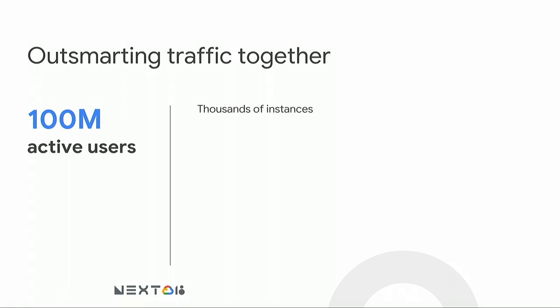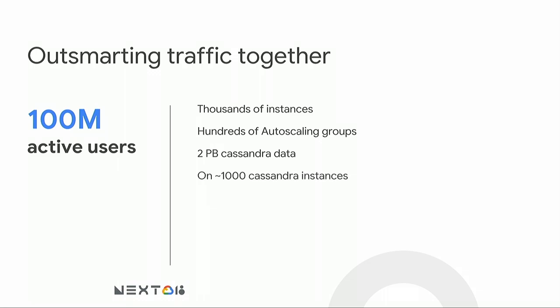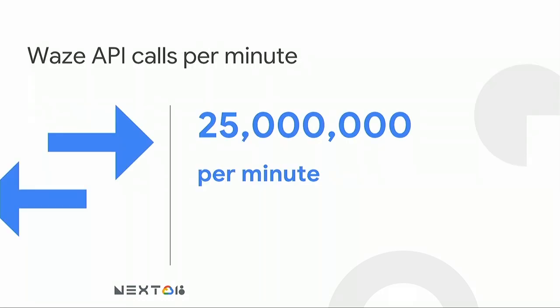So we have thousands of instances running on hundreds of auto-scaling groups. We have about 2 petabytes of Cassandra data running on 1,000 Cassandra instances, which makes us one of the biggest deployments of Cassandra in the world today. This is the amount of API calls running through our servers between the different microservices. This is a lot of activity, and it needs a lot of monitoring.